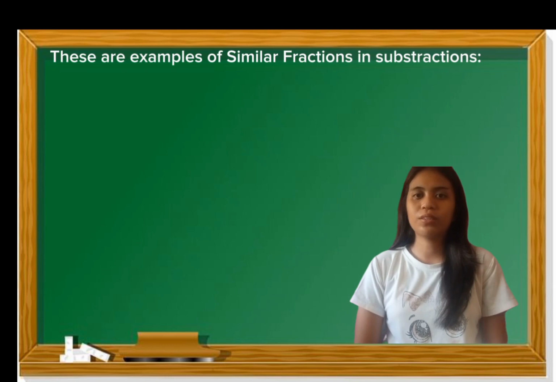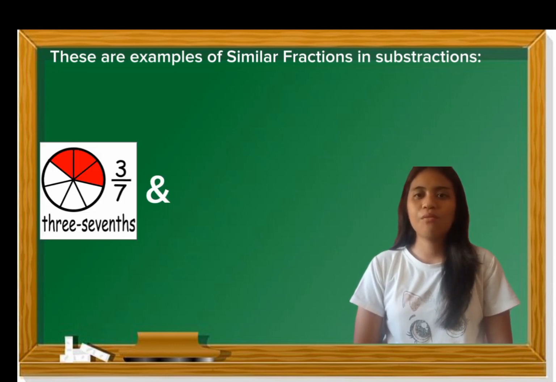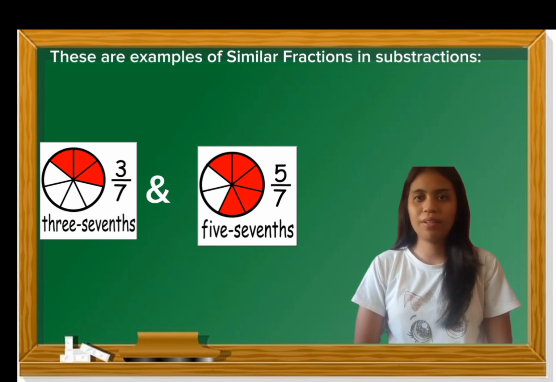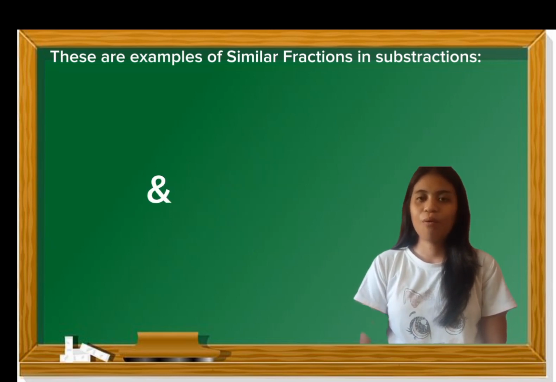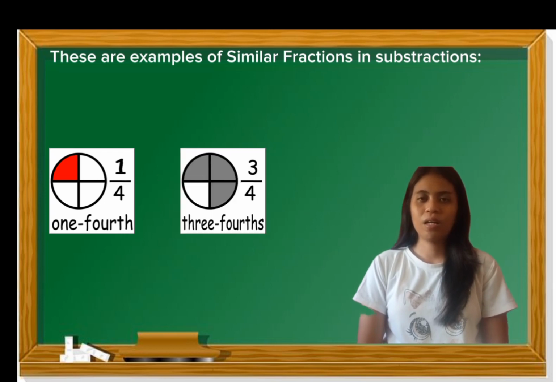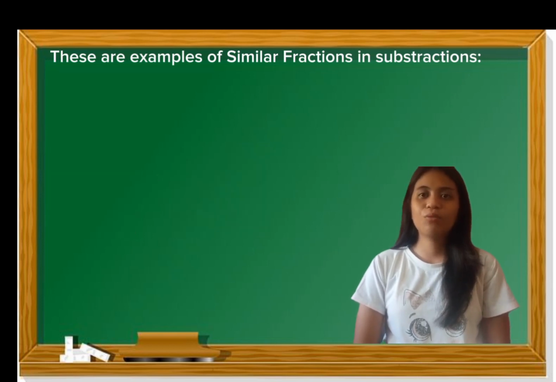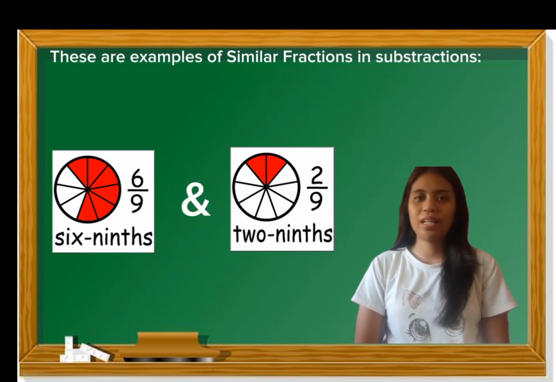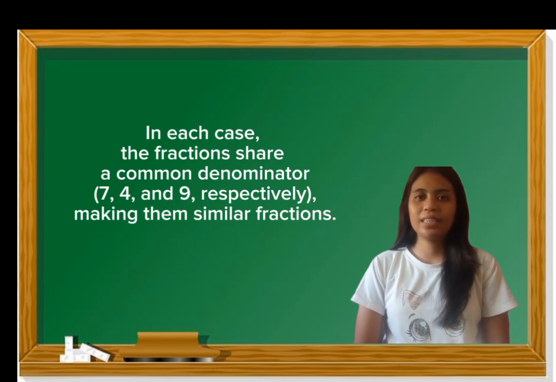These are examples of similar fractions in subtraction. Number 1, 3/7 and 5/7. Number 2, 1/4 and 3/4. Number 3, 6/9 and 2/9. In each case, the fractions share a common denominator, 7, 4, and 9, respectively, making them similar fractions.